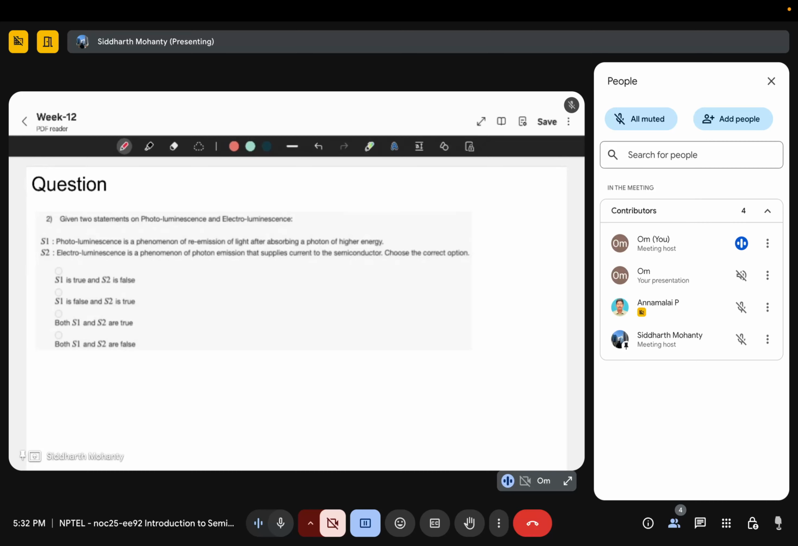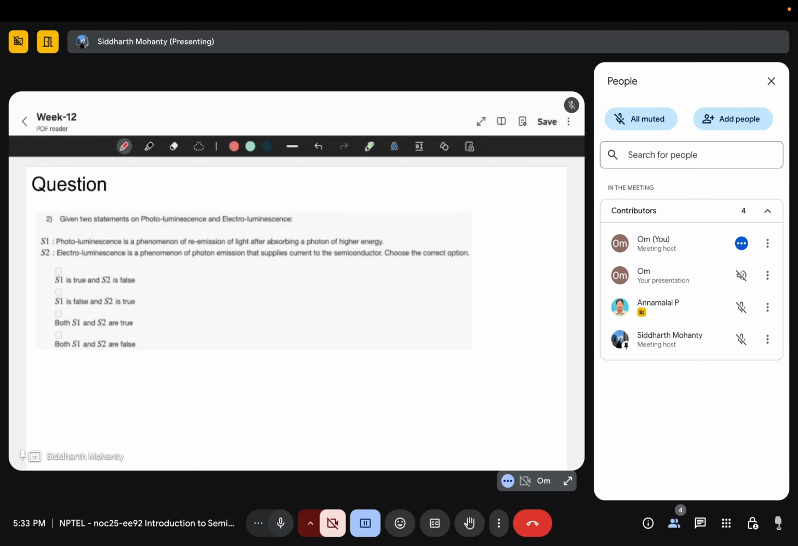All right, so let's see this question. I hope you have solved it. The question is, given the two statements on photoluminescence and electroluminescence. Statement 1, photoluminescence is the phenomenon of the emission of light after absorbing a photon of higher energy. Statement 2, electroluminescence is the phenomenon of photon emission that supplies current to the semiconductor. You have to choose the correct option. Which of these are correct?